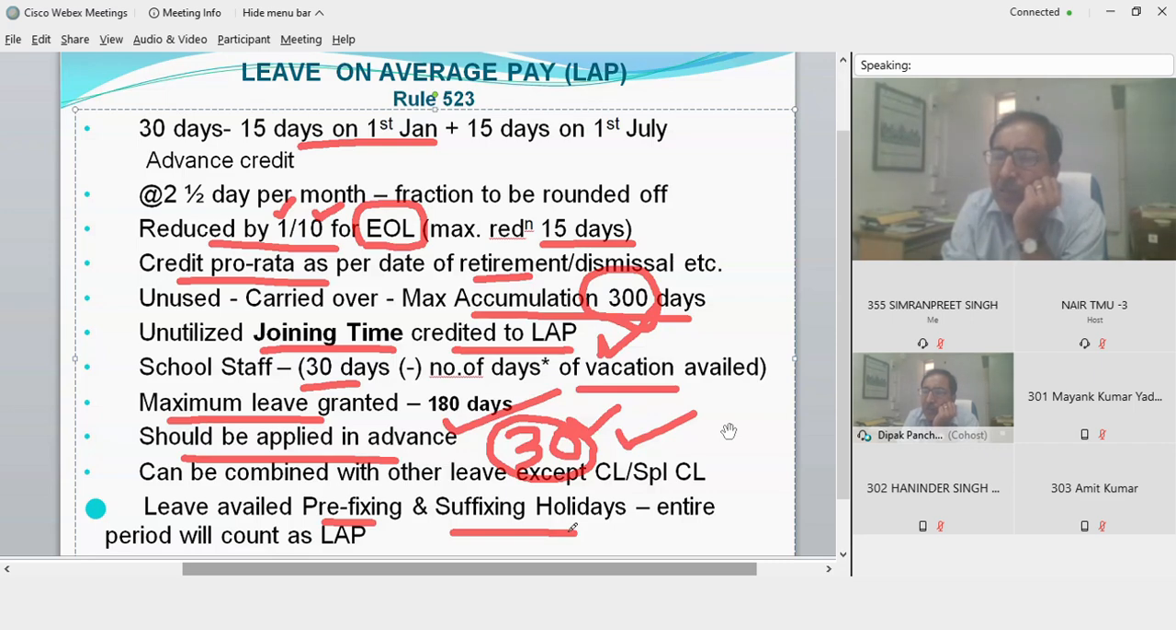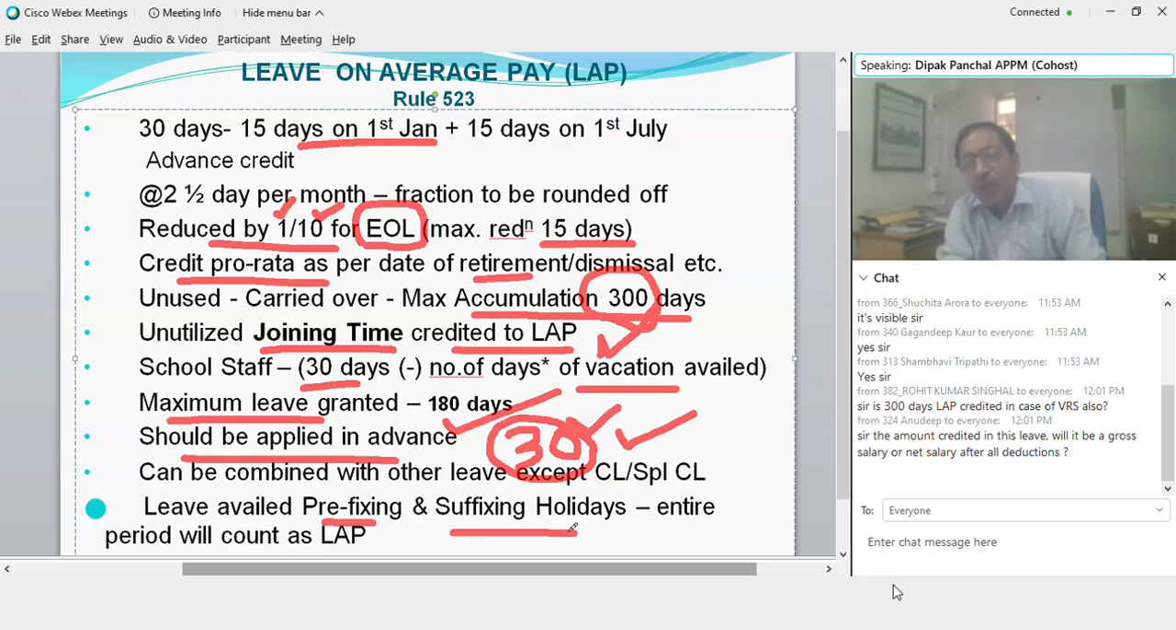Anudeep, I couldn't understand your question. The amount credited in this leave, will it be a gross salary or net salary after all deductions? See, leave on average pay means average pay of a day. It is not like the deductions are made from your leave salary. The deductions are made from the gross salary, and gross salary includes your leave salary also. Supposing you have taken 2 days of LAP in a month, the gross salary includes 2 days of leave salary. Am I clear, Anudeep? If not, then be specific and ask your question again.